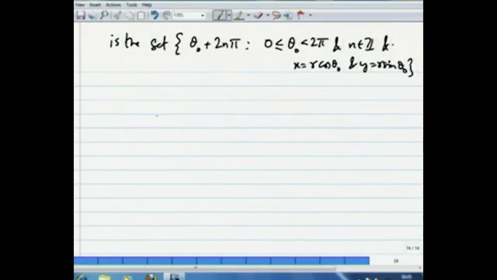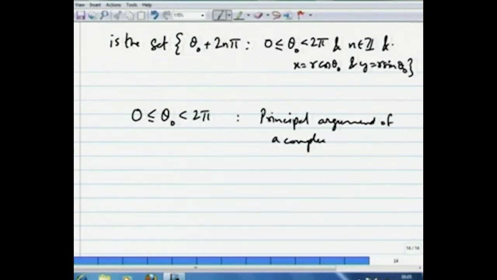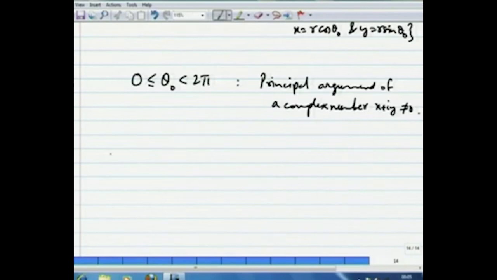Theta naught, when restricted to the interval 0 to pi, is commonly referred to as the principal argument of a complex number x plus i y, once again not equal to 0. So, for 0, we do not define the argument. We will continue the discussion about argument further on in this course. And then there are properties of the modulus that we will see.